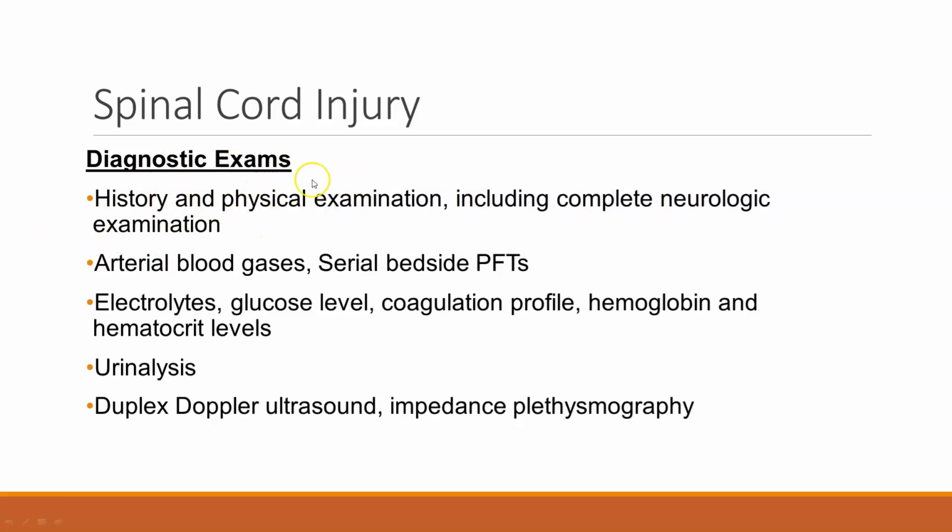Other diagnostic exams are just normal H&Ps. If you suspect respiratory issues, you can do ABGs, PFTs, monitor electrolytes, blood glucose, coagulation profiles, look at their hemoglobin and hematocrit, get a UA, get duplex Doppler ultrasounds, right, and impedance plethysmography. Say that one 3 times fast.